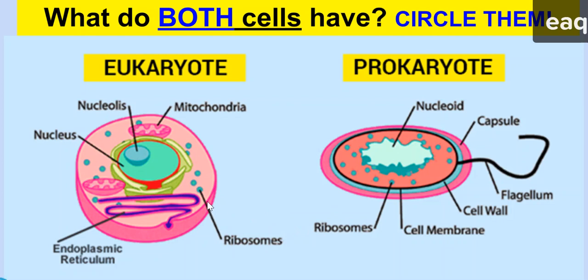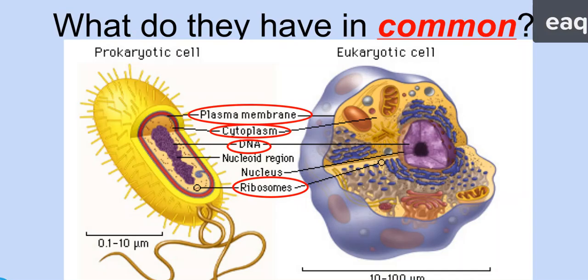You might also see that on the outside of each cell is a cell membrane, and on the inside of each cell is the cytoplasm, that jelly filling. So, what do they have in common? Cytoplasm, cell membrane, ribosomes, and even though one has a nucleus and one does not, they both have DNA. So that is also a similarity.